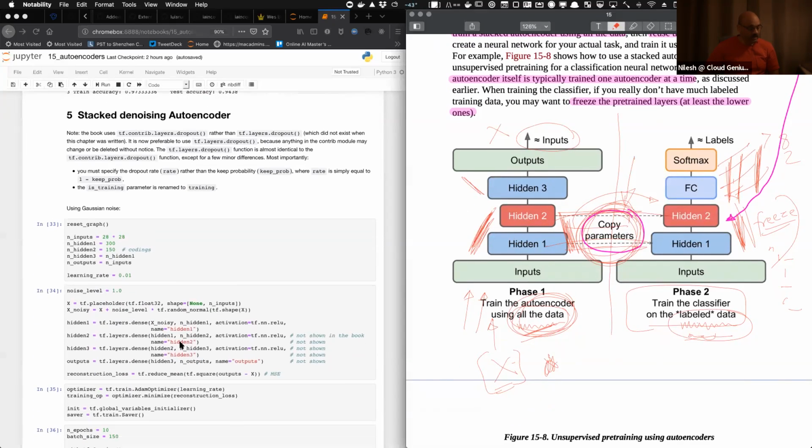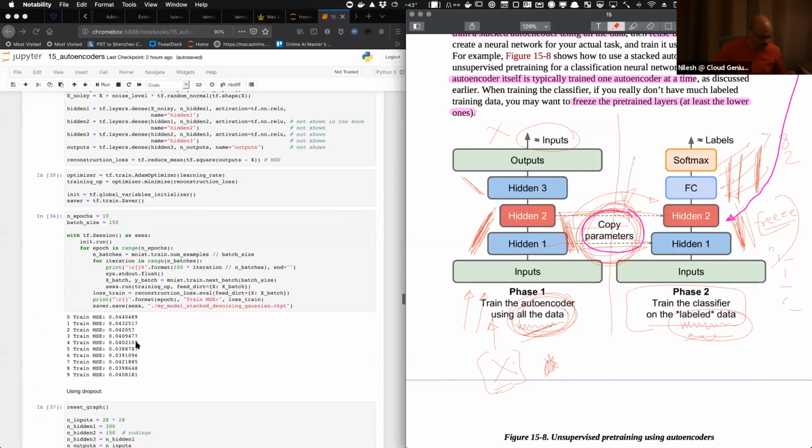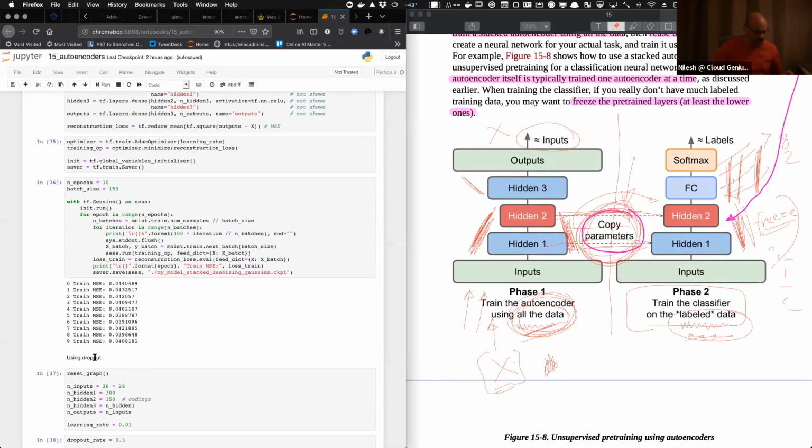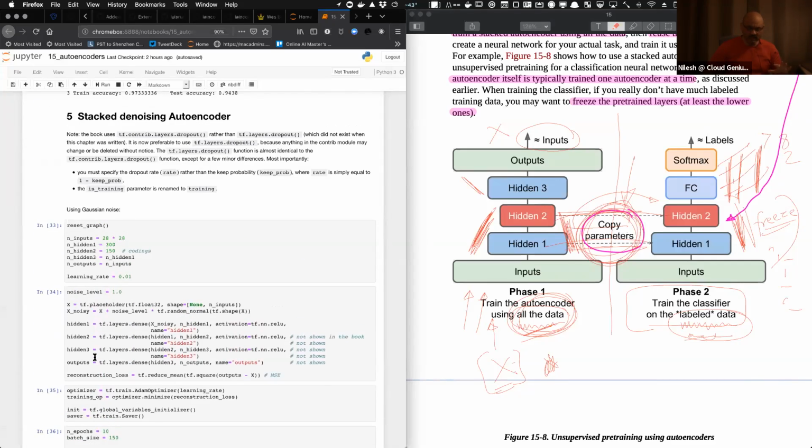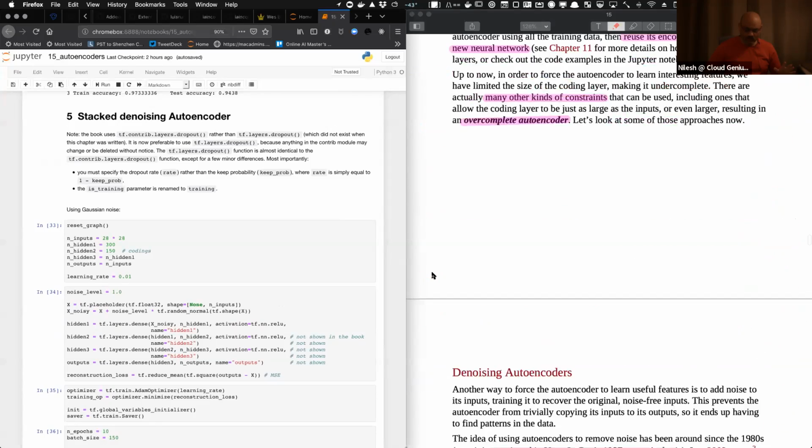Let's see the stacked denoising autoencoder. This denoising means you have to have some noise inserted. And so we will use the concept of a dropout in this, I think. This is the dropout example, is it? Yes, this is the dropout example coming up. So there are both examples, I think, called out in the notebook.